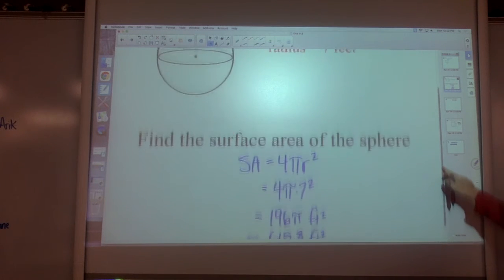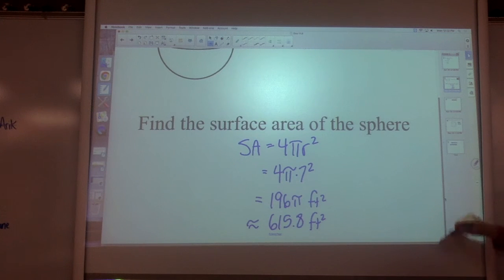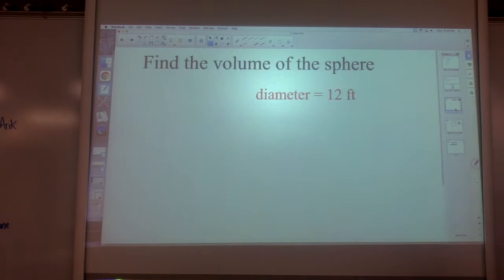4 pi r squared. Piece of cake. Or should I say piece of pie?